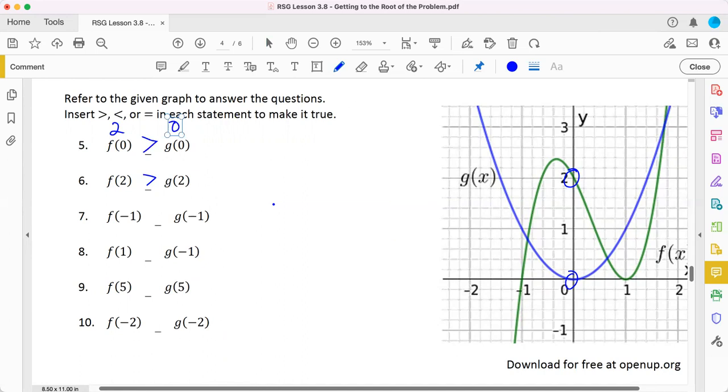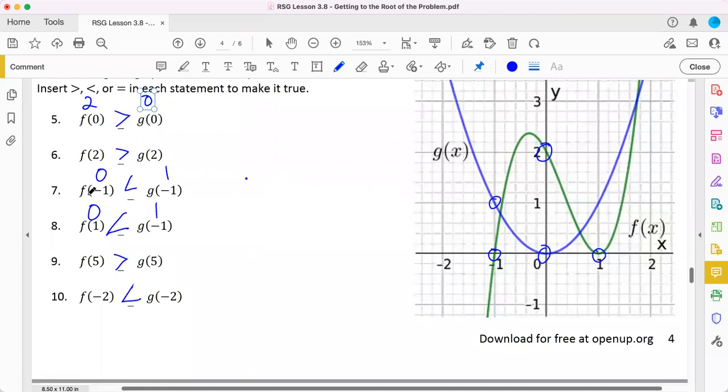I'll give you a moment to try the next few, and I'll give you some answers there and then some explanation. So pause the video, try these out. You're capable, you got this. Okay, so at a quick glance, looking at where x is -1, blue, it's g of x, it's definitely greater than green, f of x. So lo and behold, f of -1 is less than g of -1.